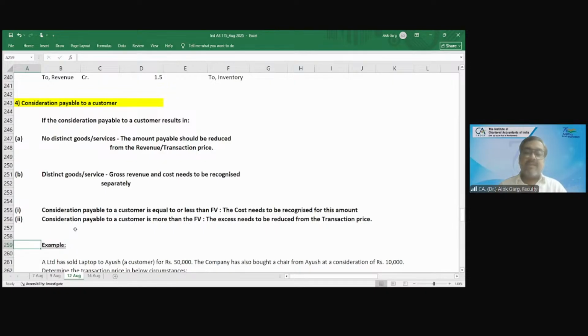So I am paying 7,000 rupees to Neha. I am collecting 10,000 rupees and I am paying 7,000 rupees. The fair value of the chair is 5,000 rupees. So what does it mean? Why am I paying 7,000 rupees for 5,000 rupees of goods and services? Why am I paying 2,000 rupees extra to my customer? Sir, that 2,000 will be reduced from 10,000. Have we charged extra 2,000 in that 10,000?